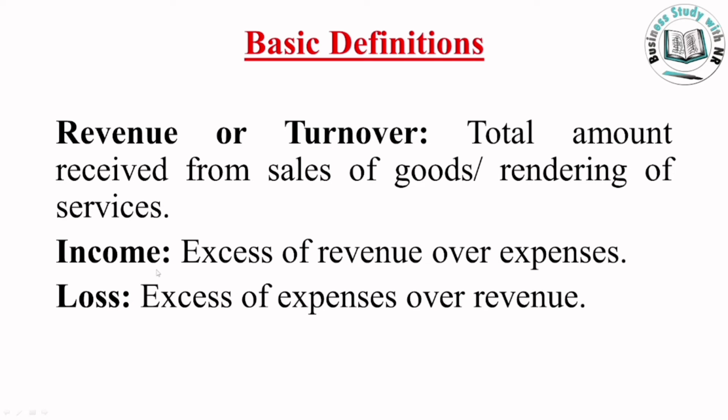Now next definition is income. Income is excess of revenue over expenses. And then loss. What is loss? Excess of expenses over revenue is called loss. If your expenses are more than revenue, that is loss. If your revenue is more than expenses, that will be income.